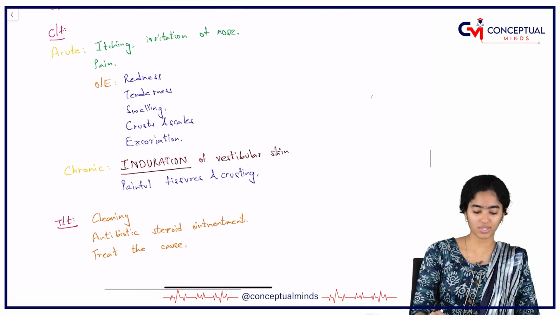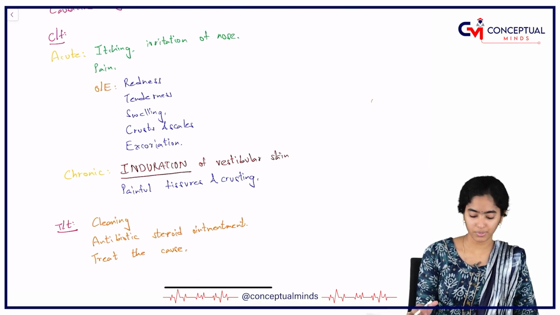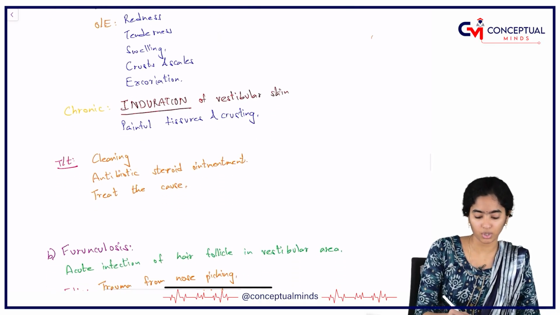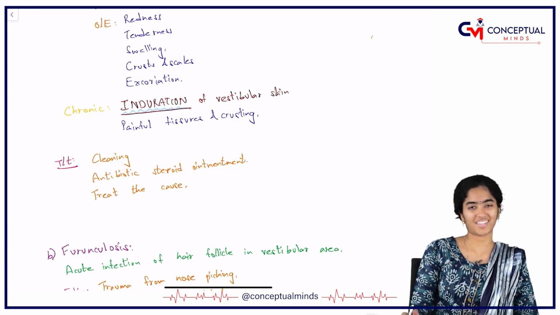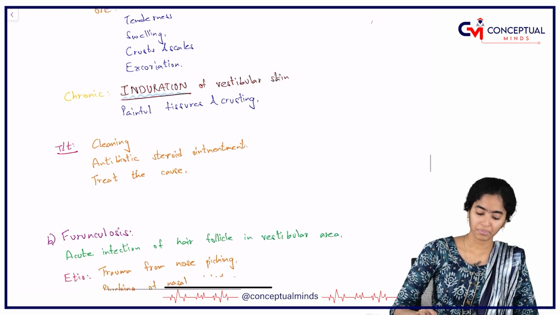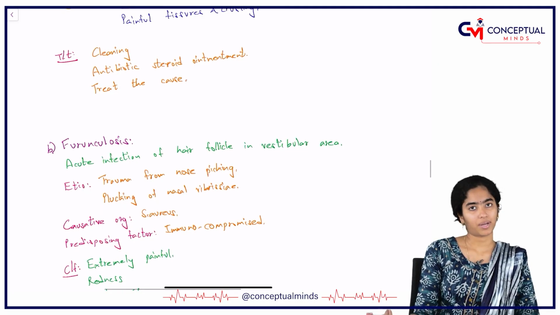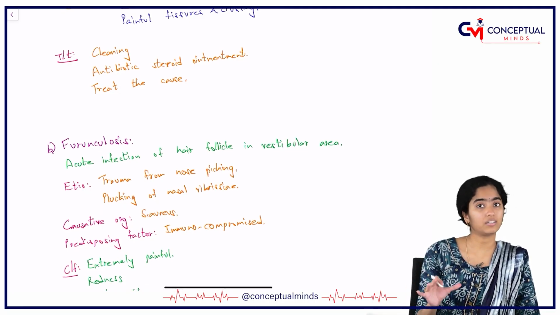And what are the clinical features? Very predictable, all signs of inflammation will be there. What you have to remember is in chronic conditions, induration of the nose, induration of the vestibular skin is a cardinal feature. And treatment is by cleaning, antibiotics and steroid treatment, and you have to treat the cause, that is most important.